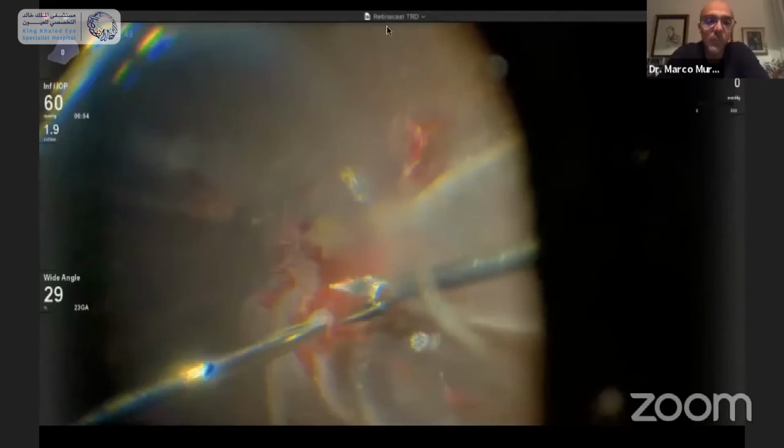Maybe I would have done that. Try to flatten it in some way, put some gas, not oil maybe, to avoid perisilicon proliferation. If you leave all the hyaloid and you put silicone oil inside, you will end up having a lot of membranes later. I like to use silicone oil in diabetics also, but I make sure that there is no vitreous left whatsoever.